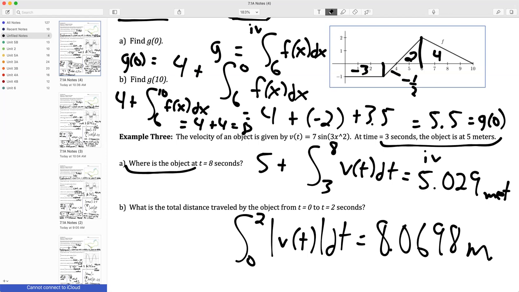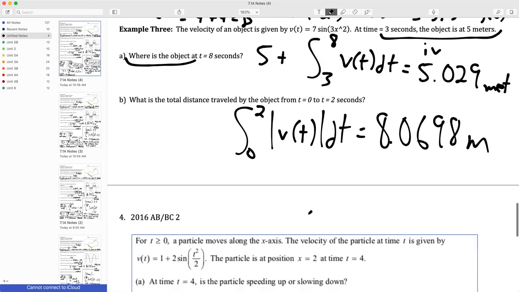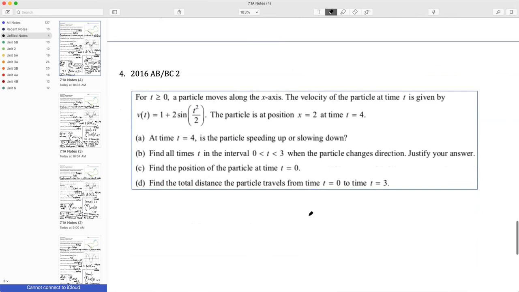All right, take half a second to get mentally prepared for the FRQ. Here we go. 2016, question 2. Calculator allowed. So here we go.